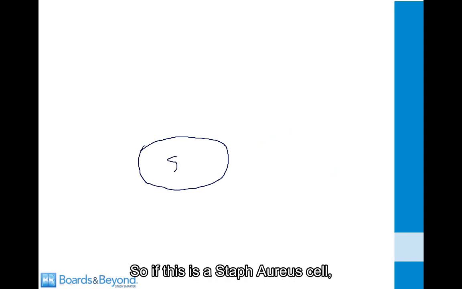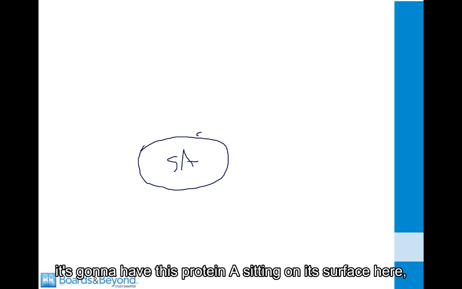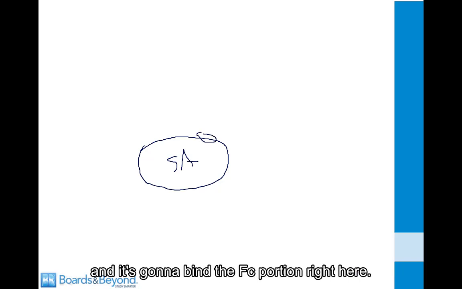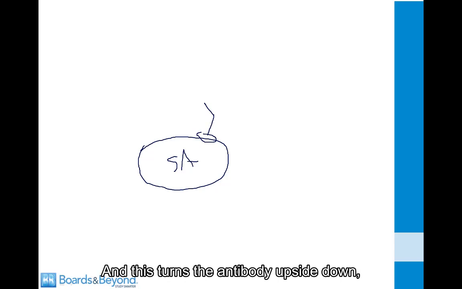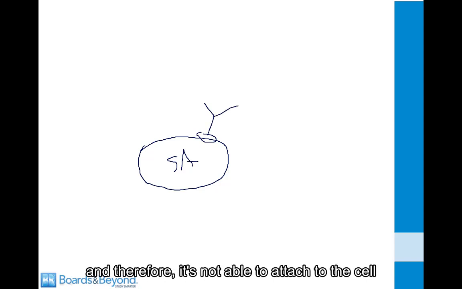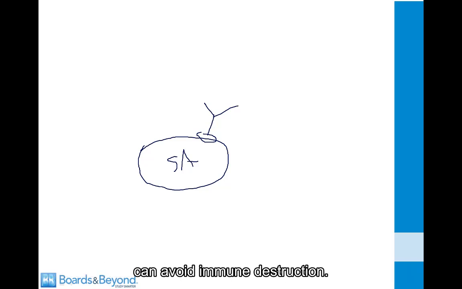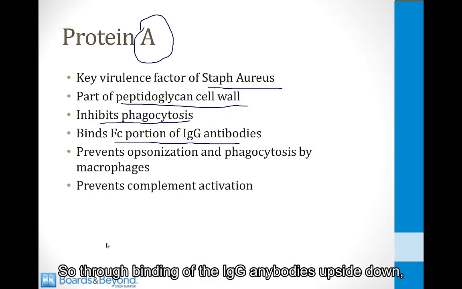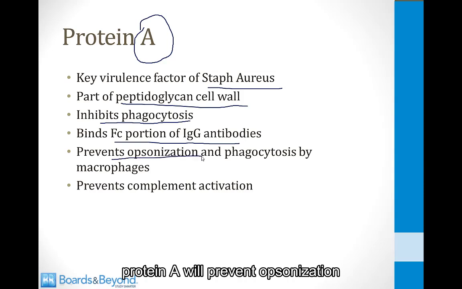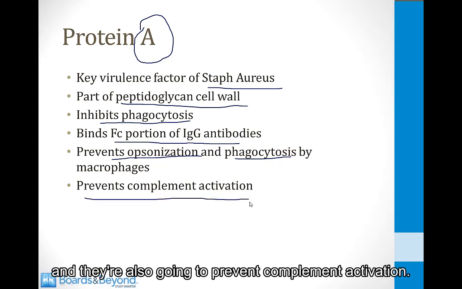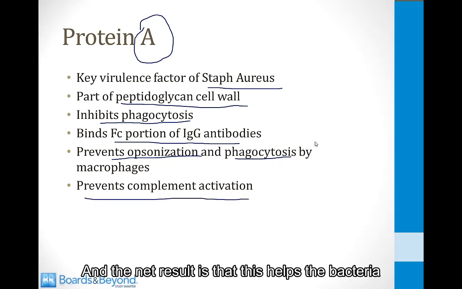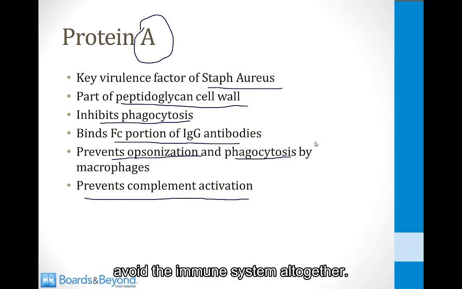So if this is a Staph aureus cell, it's going to have this protein A sitting on its surface here, and it's going to bind the Fc portion right here. This turns the antibody upside down, and therefore it's not able to attach to the cell and activate the immune system. This is part of the way by which Staph aureus bacteria can avoid immune destruction. So through binding of the IgG antibodies upside down, protein A will prevent opsonization and phagocytosis by macrophages, and it's also going to prevent complement activation. The net result is that this helps the bacteria avoid the immune system altogether.